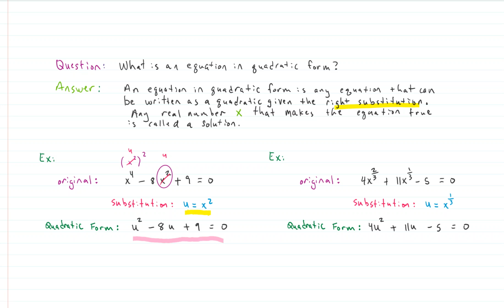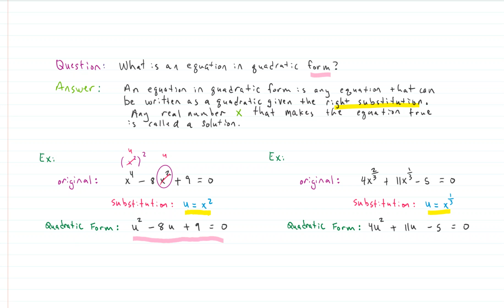So that's why they say in quadratic form, because it doesn't start out as a quadratic, but you use a substitution to make it into a quadratic. Let's look at another one. The original equation is 4 times x to the 2/3 plus 11 times x to the 1/3 minus 5 equals 0. So if we use the substitution u equals x to the 1/3, then watch what happens.